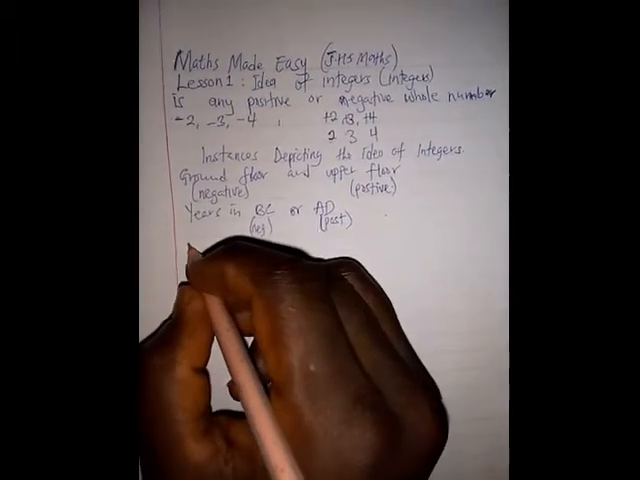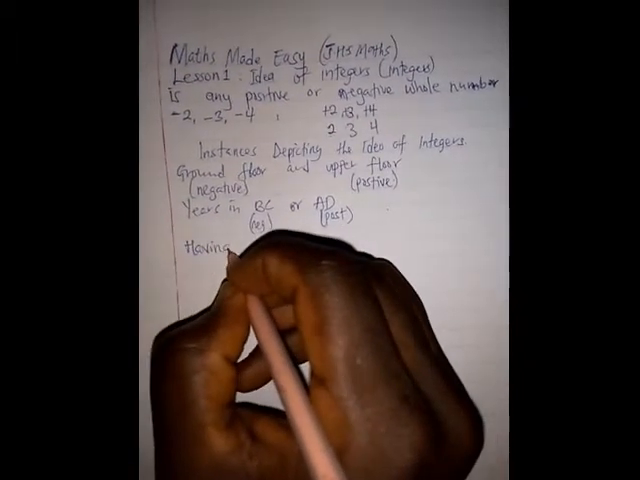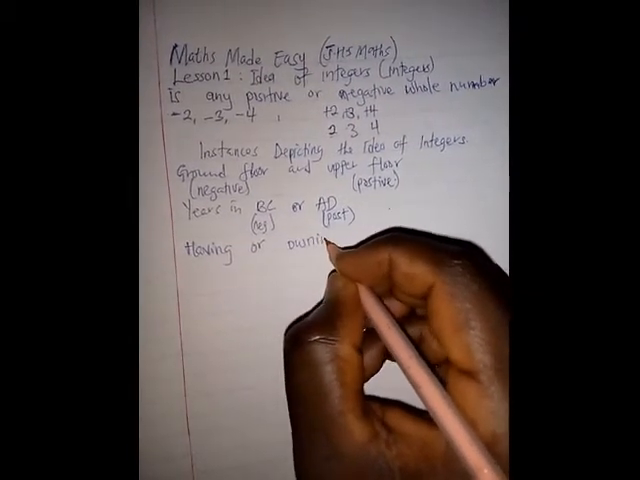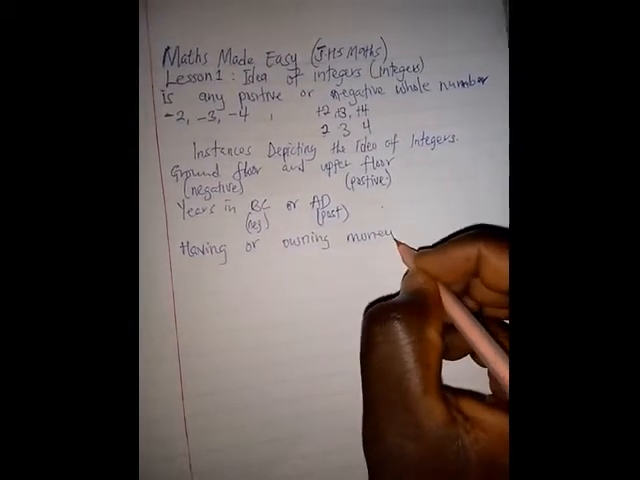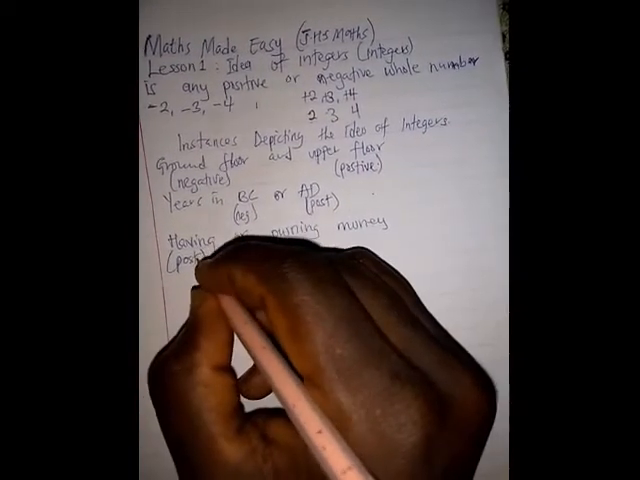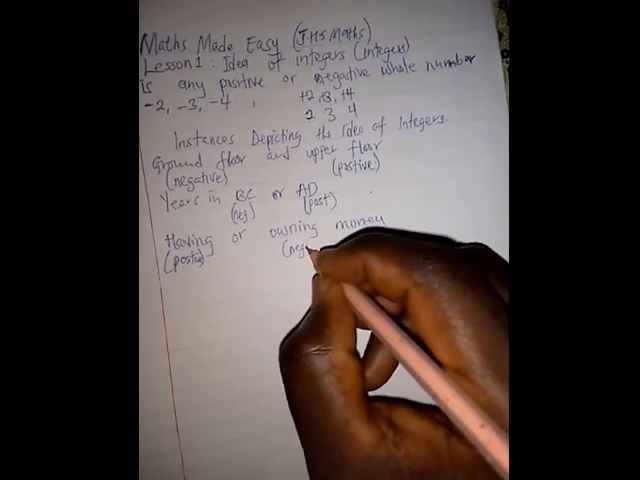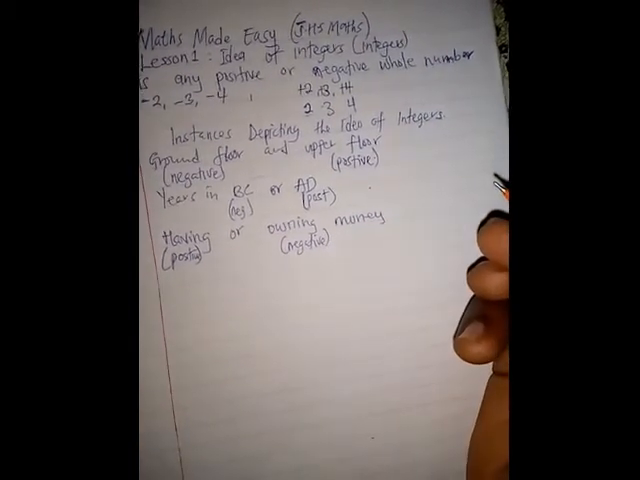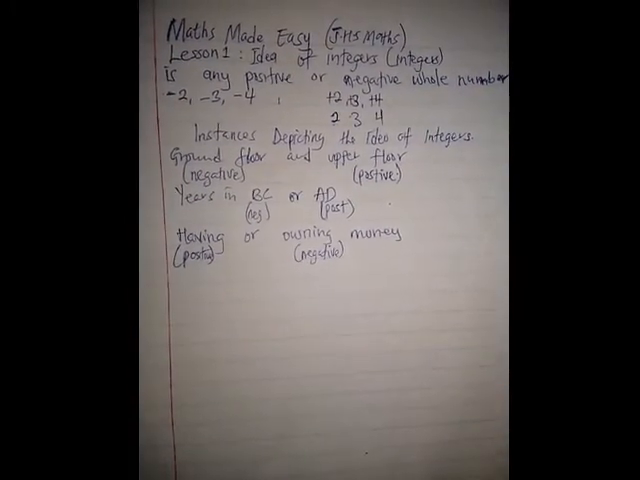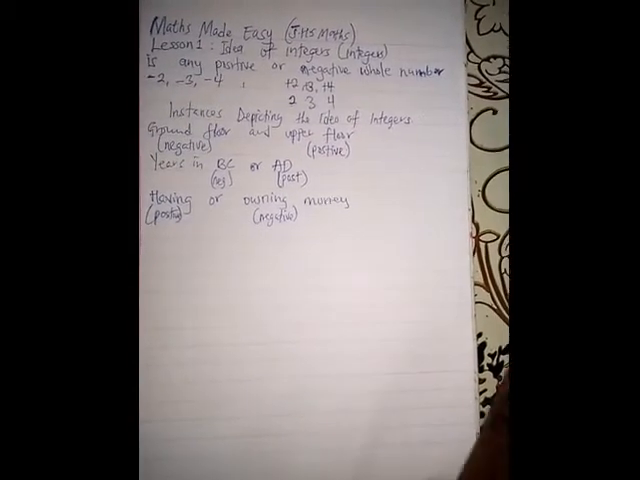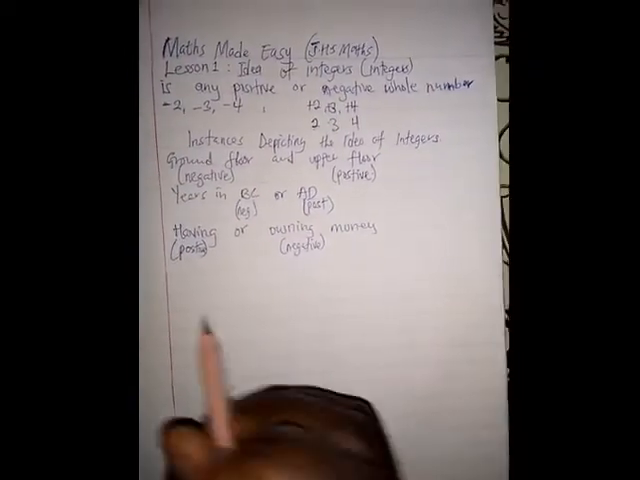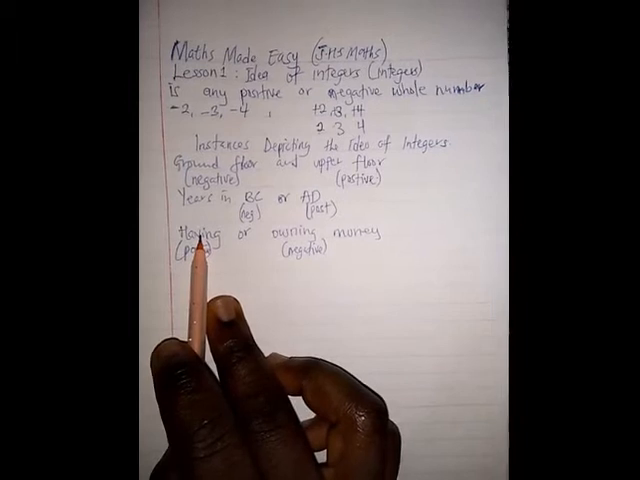And you have the common one, which is having or owing money. We depict the having part as the positive, and the owing will be the negative, as the integers. So we normally use the negative aspect to represent owing as debt, and the positive as having money, which is credit.